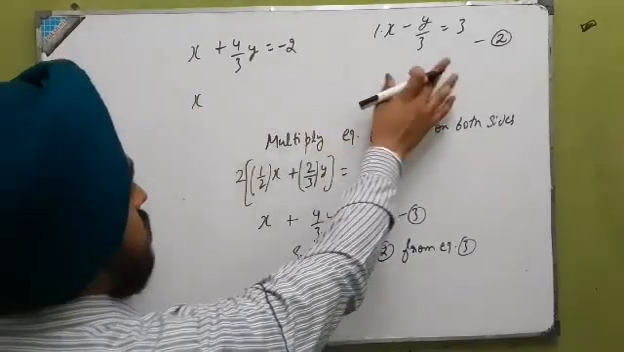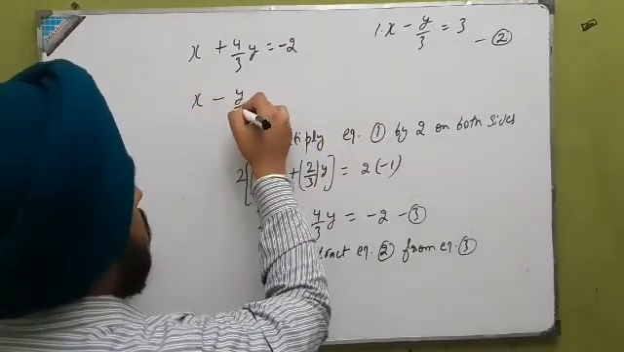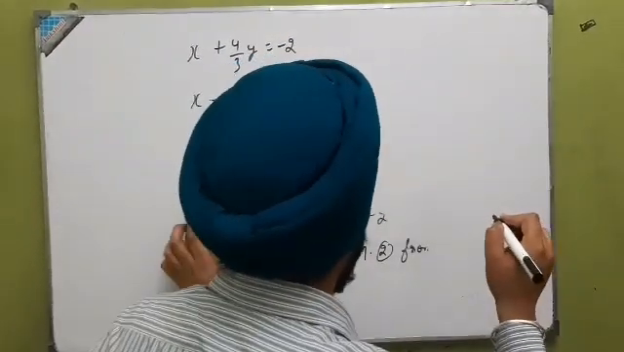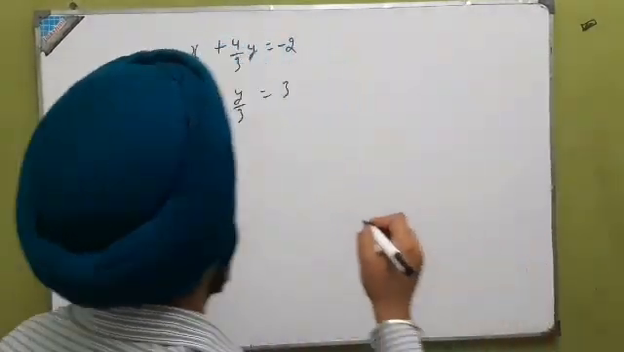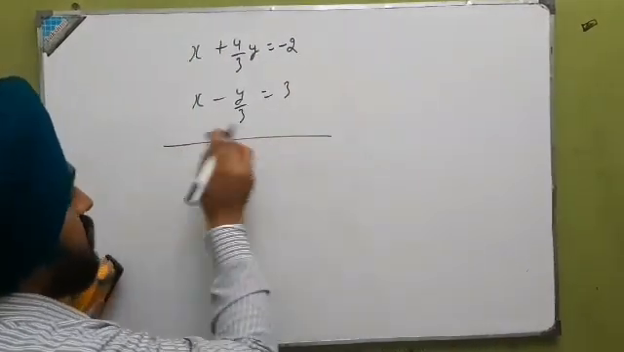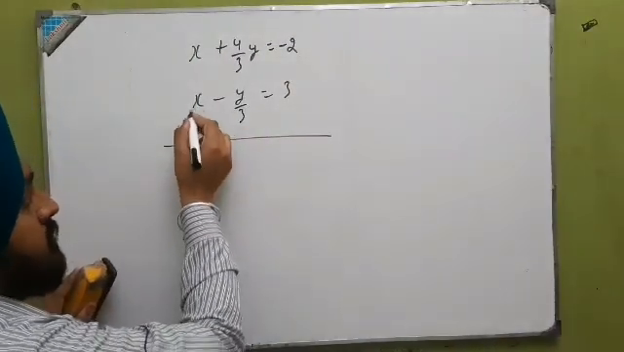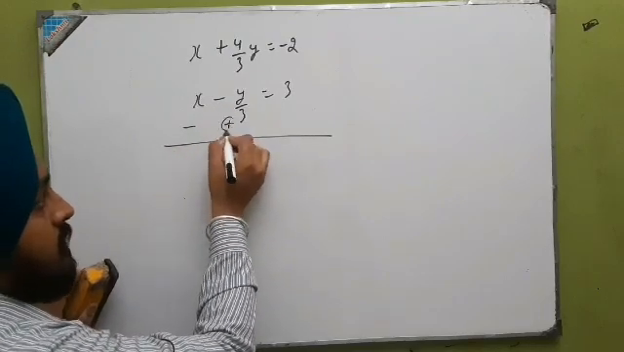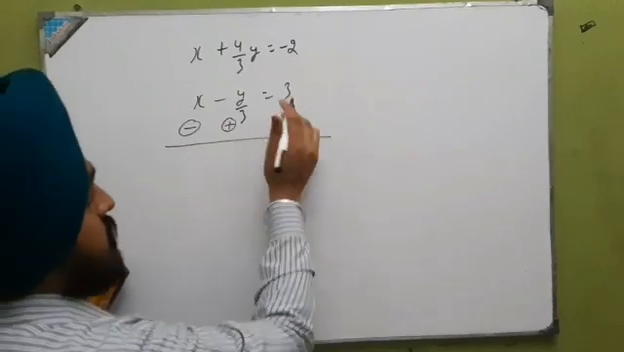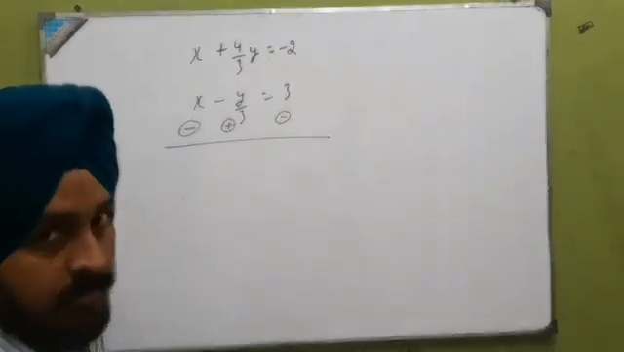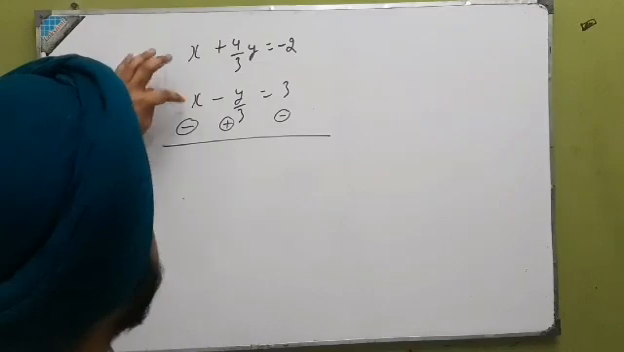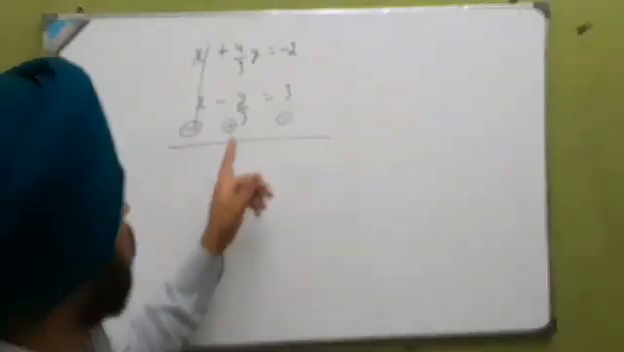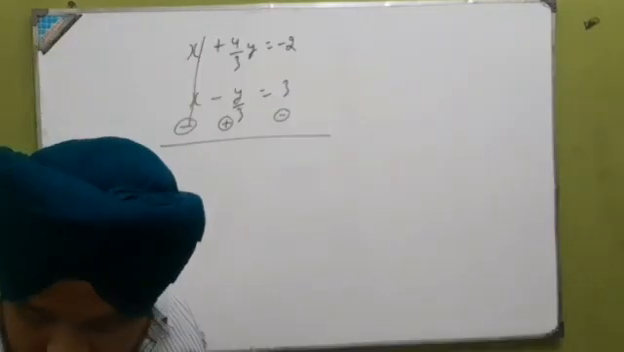We have to subtract equation 2: x minus y over 3 is equal to 3. Clear? So we have to subtract equation number 2 from equation 3. So now we have to change the signs of that equation. Positive x becomes negative, negative y over 3 becomes positive, and positive 3 becomes negative. Clear? Now positive x and negative x eliminate each other. So which variable is left now? Only y.